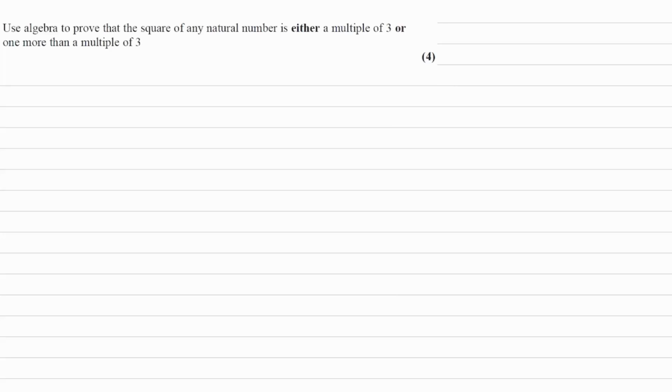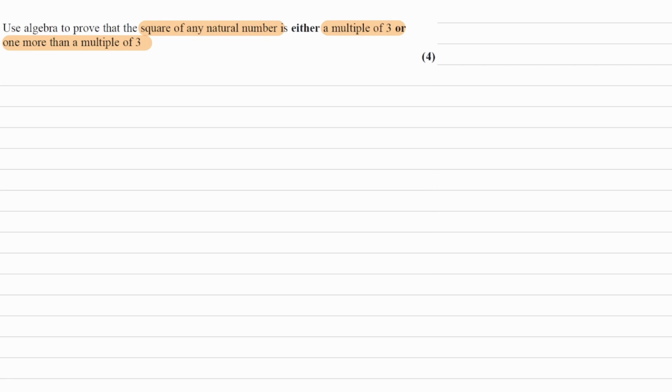Use algebra to prove that the square of any natural number is either a multiple of 3 or one more than a multiple of 3. So for these kinds of questions, it's often useful to break down the numbers that we're considering, in this case natural numbers, to be either even or odd numbers.